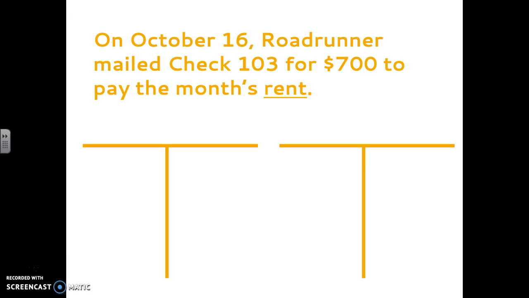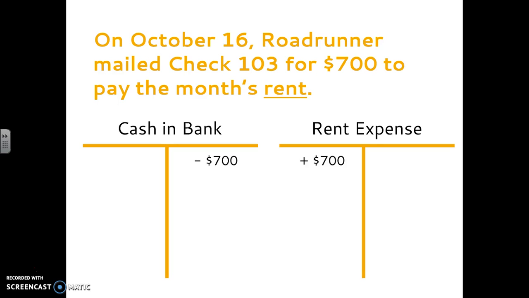On October 16th, Roadrunner mailed check 103 for $700 to pay this month's rent. In this case, cash and bank and rent expense are affected. You should get into the habit, which isn't shown this way in the presentation lecture, of always listing the debit account first. So rent expense would be the debit for $700, increasing its balance, and decreasing cash by $700 by crediting cash and decreasing its balance.